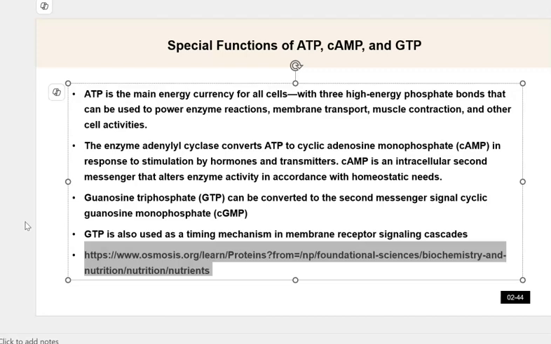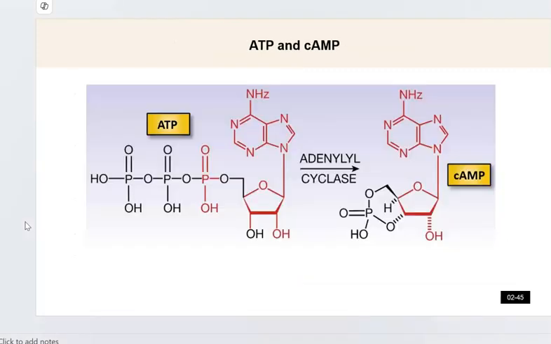So, the cyclic versions of both AMP and GMP are important because they serve as intracellular second messengers. If we go down to this here, it shows that ATP serves as the main energy supply for cells, but it's also the precursor of the second messenger cAMP, right?